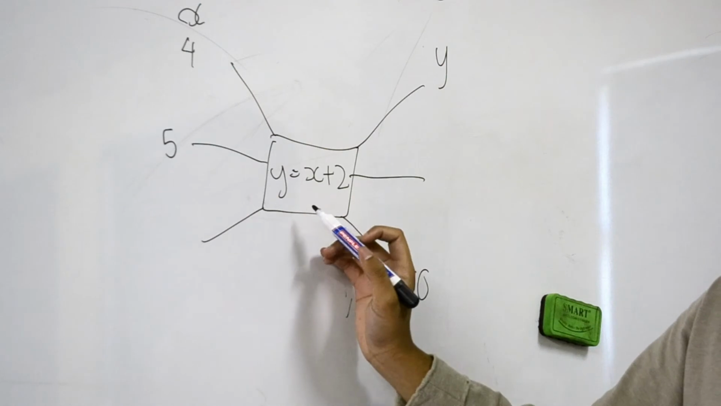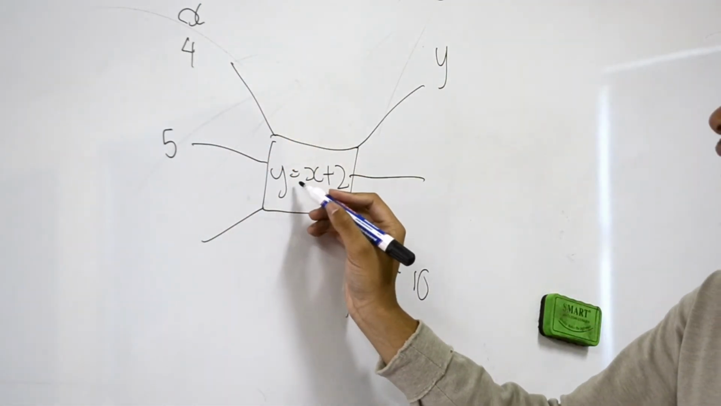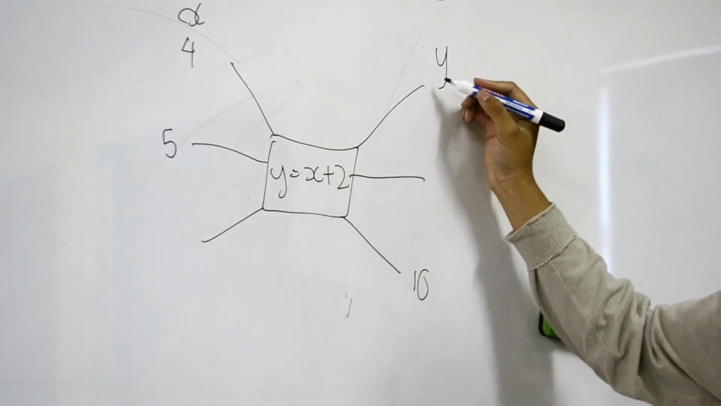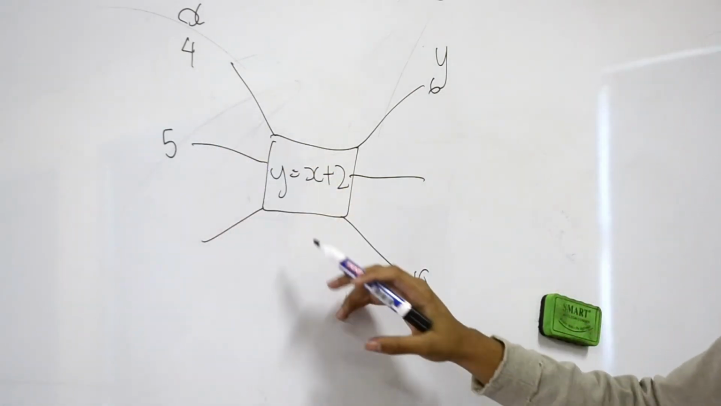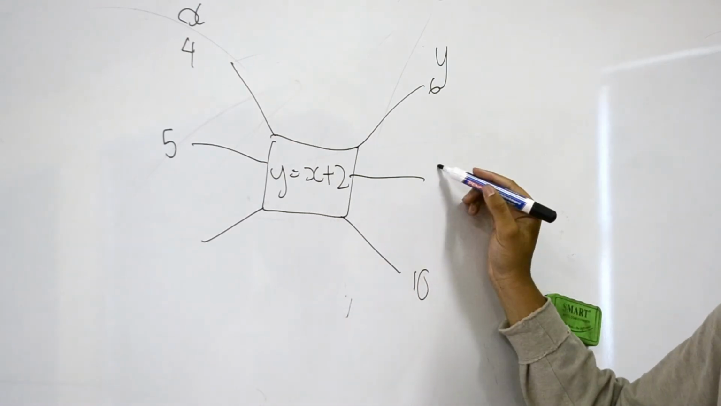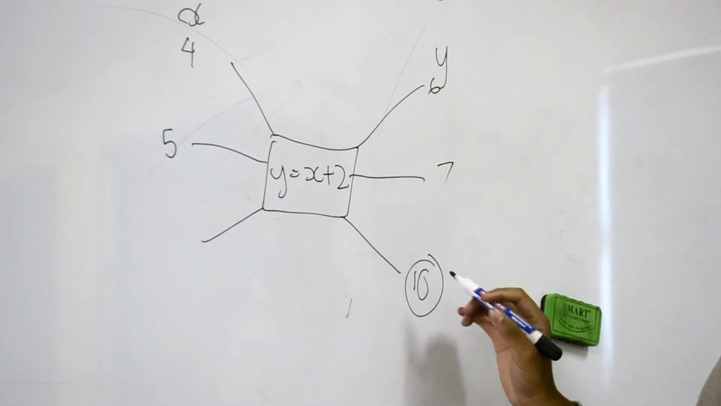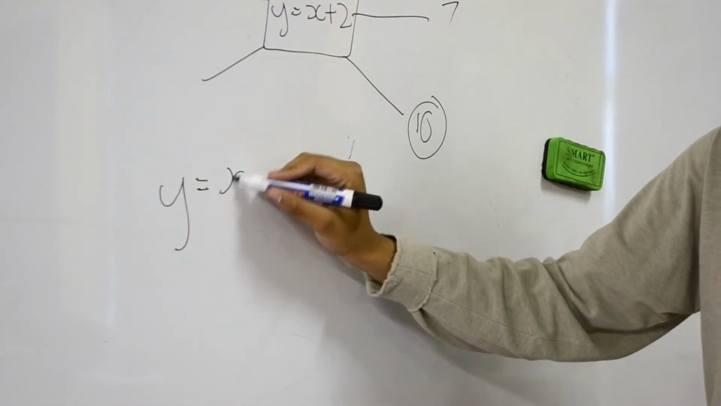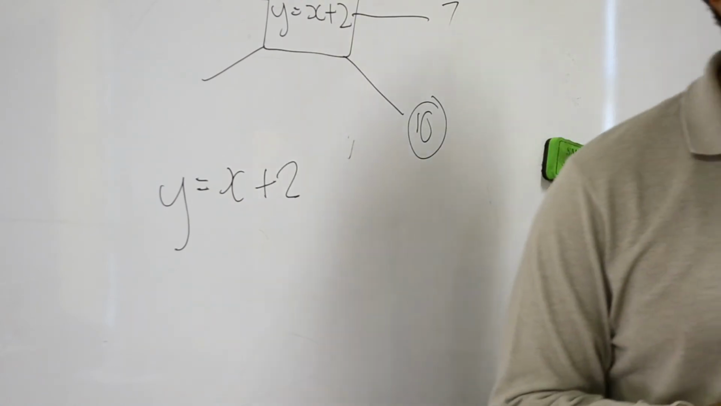So, looking at the first one, if 4 is x, then I'll say y is equal to 4 plus 2, which gives me 6. For my second one, if 5 is x, I'll say y is equal to 5 plus 2, which gives me 7. And over here with this one, if y is 10, let's say y is x plus 2, and then I'm going to substitute my 10 in for y.